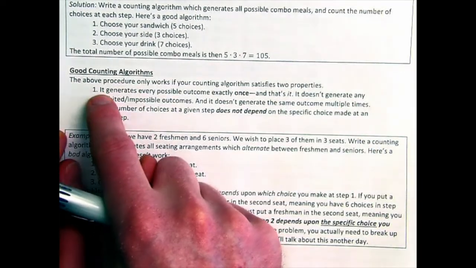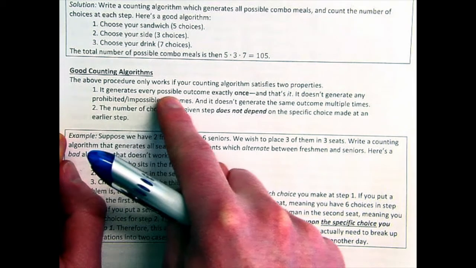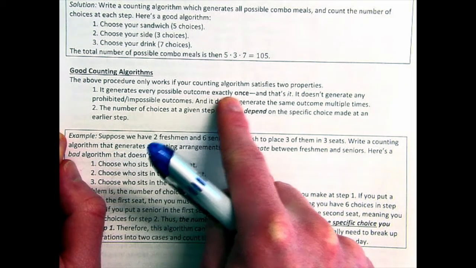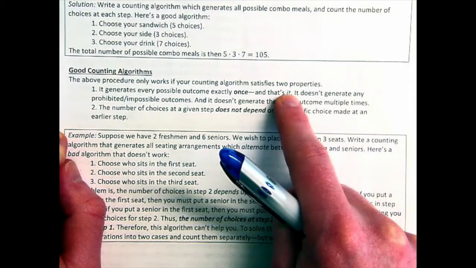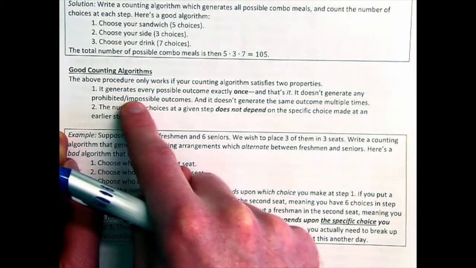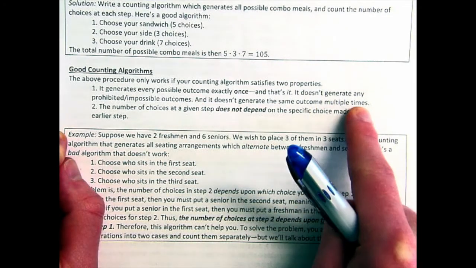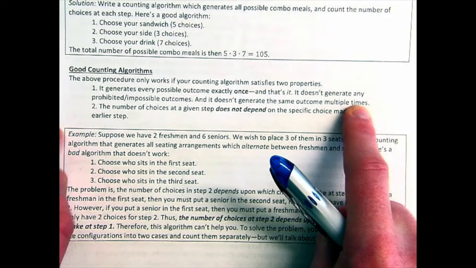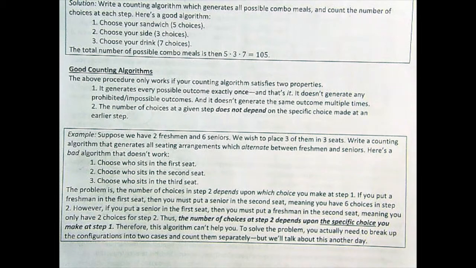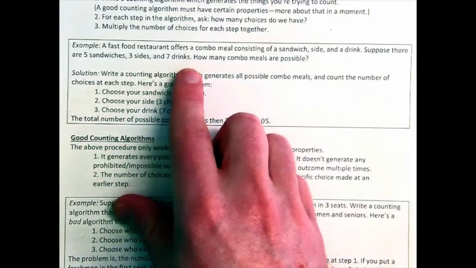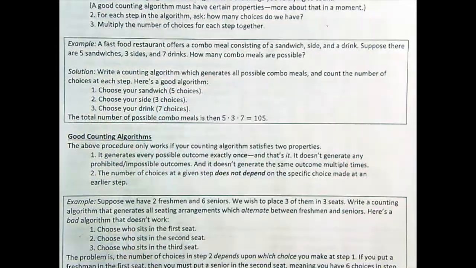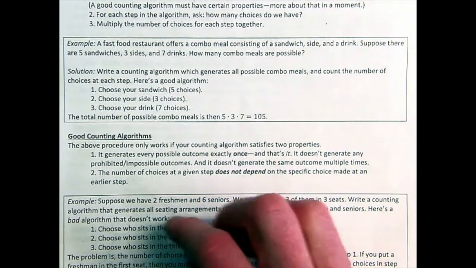Property 1 is that it generates every possible outcome exactly once. It doesn't generate any prohibited or impossible outcomes, and it doesn't generate the same outcome multiple times. If you think about it, this has to be true because if your algorithm allowed you to generate outcomes that are prohibited, like if you had an algorithm for this situation that allowed you to pick 2 different sides, well, that wouldn't be allowed, would it?